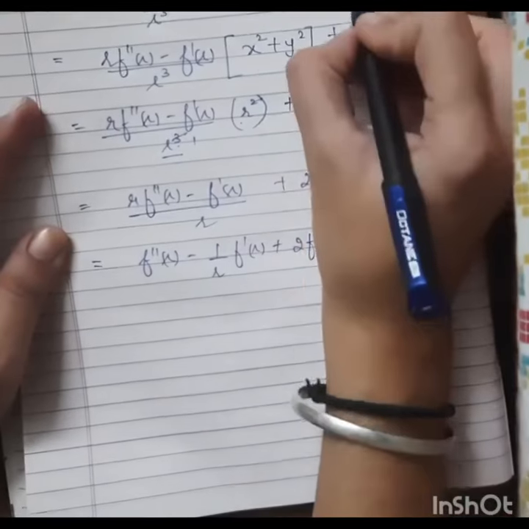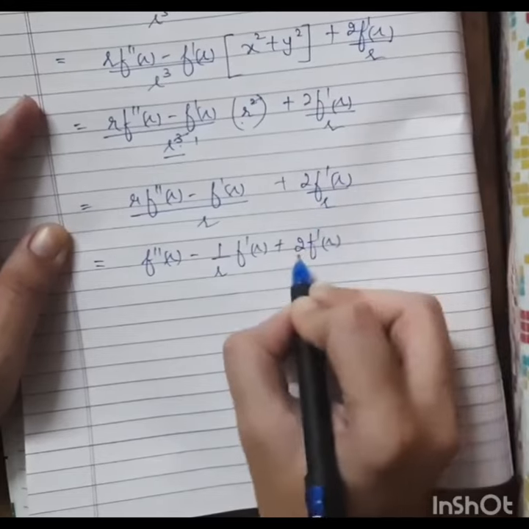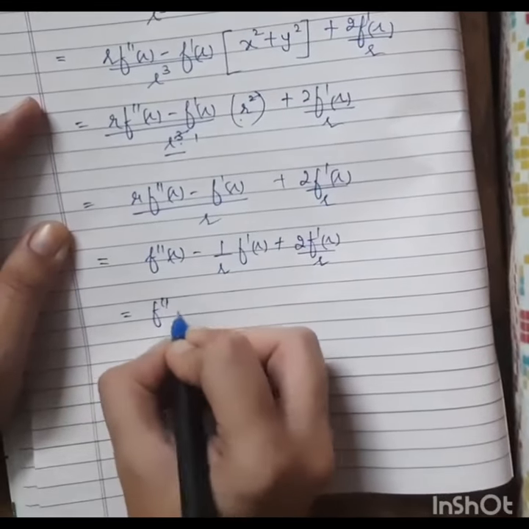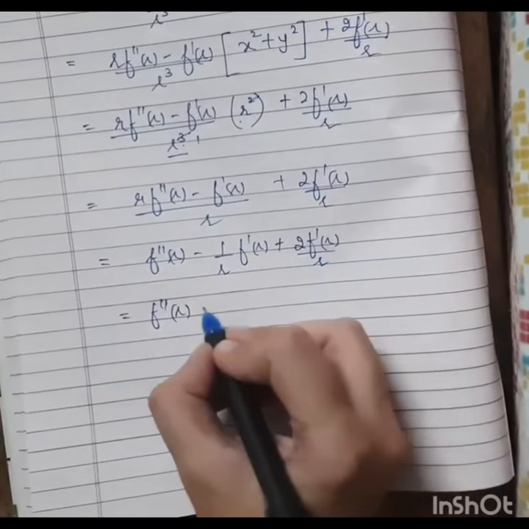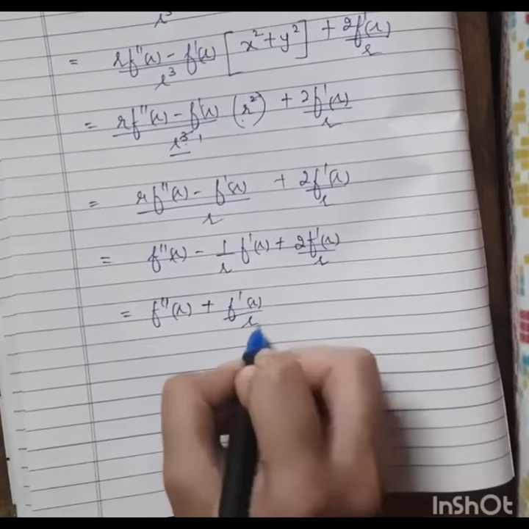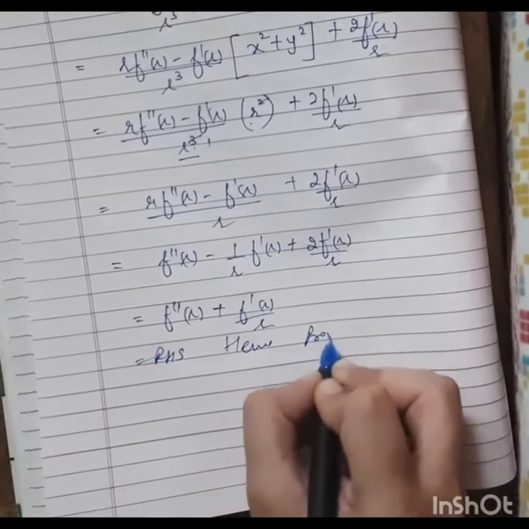So what we got is this upon r, and like this, f''(r). Now this is minus 1 by r f'(r) plus 2 times f'(r), and this was our right hand side, and we have proved that, hence proved.